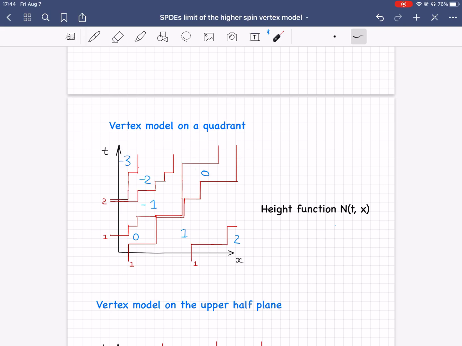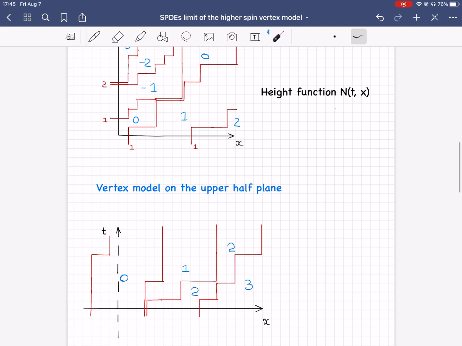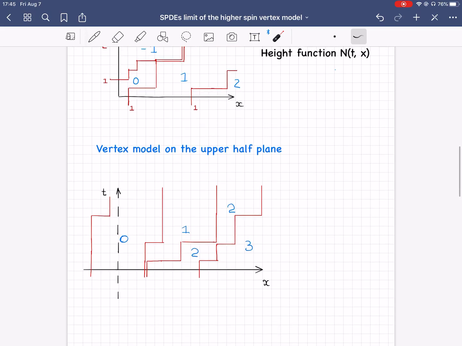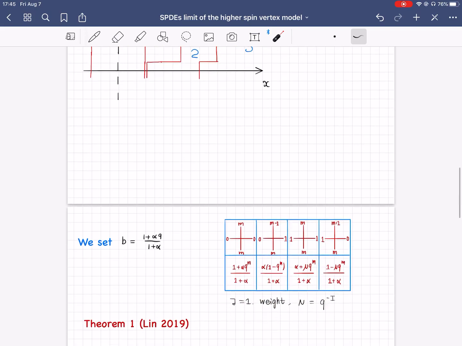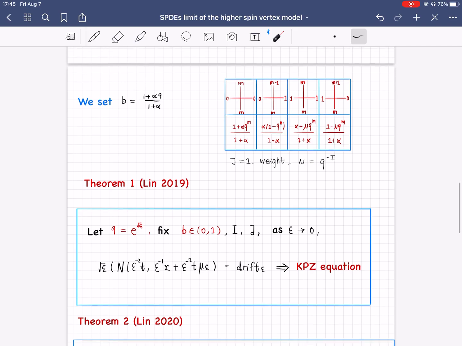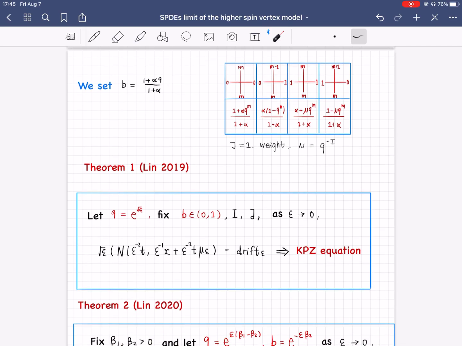At the beginning, we define our height function on the integer lattice, but we can extend it using linear interpolation. So our height function is really a random continuous function. And we can define the same model on the upper half plane, and associate it with a height function. Now we're going to present our result about the scaling limit of this random height function.